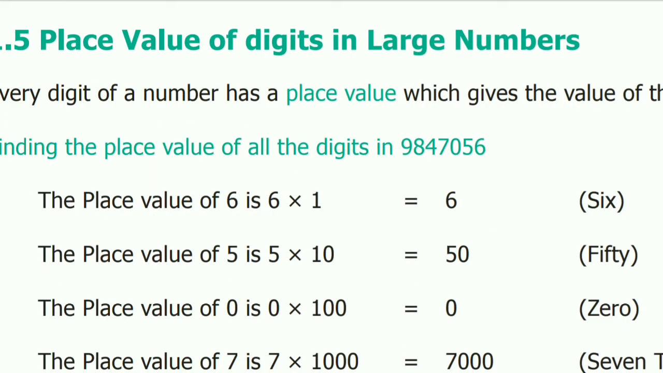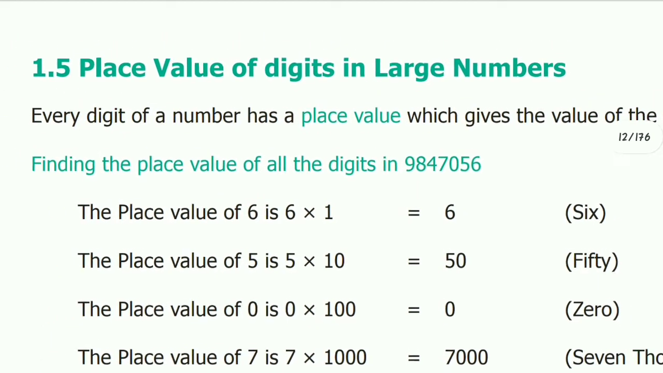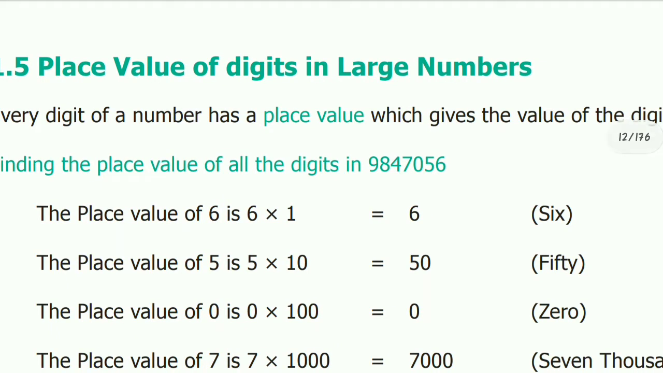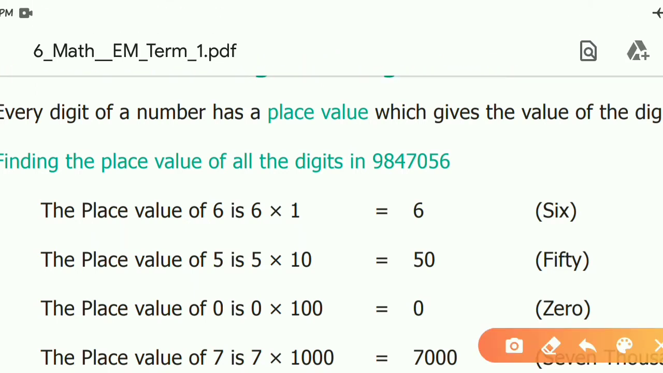The first topic is place value of digits in large numbers. Every digit of a number has a place value which gives the value of the digit. We see one example. Find the place value of all the digits in 9847056. Here give one 7-digit number. What is the ones place? 6 is the ones place, and tens place is 5, hundreds place is 0, thousands place is 7, 10,000s place is 4, lakh place is 8, 10 lakh place is 9.